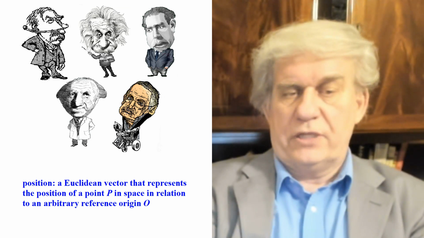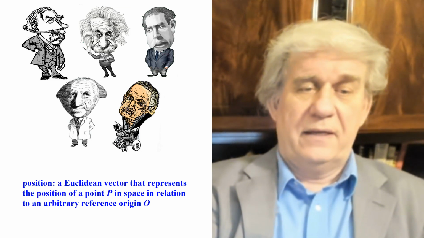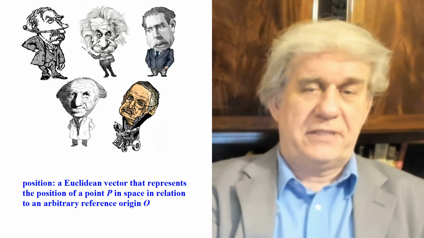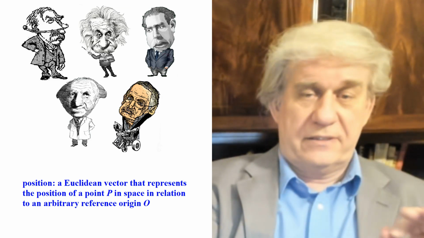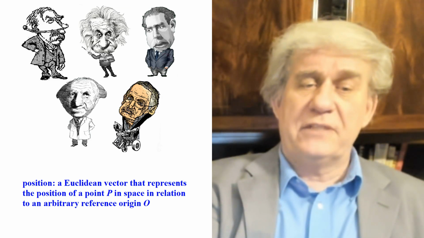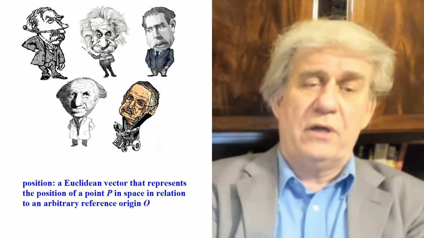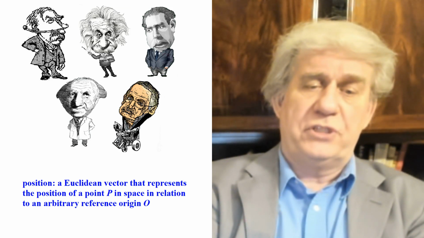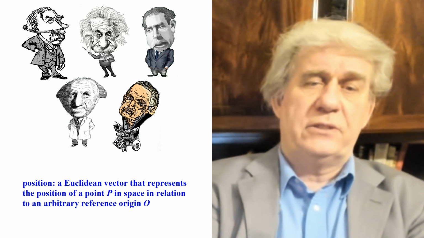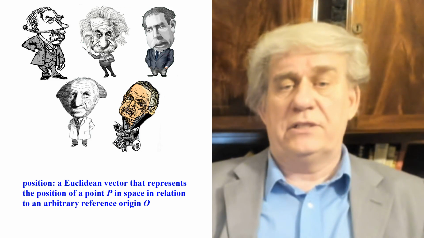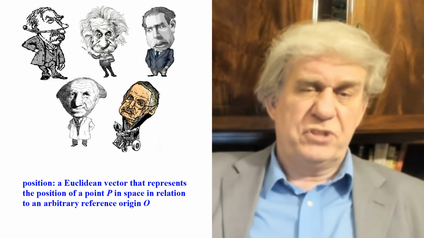So what is position? A Euclidean vector. Vector is motion, okay? So we're talking about position, which is a static concept, and they say it's a Euclidean vector, motion, right? That represents the position of a point P in space in relation to an arbitrary reference origin O. Okay? So what are they talking about? Well, they're talking about a little arrow that extends from point O to point P. That's a position.